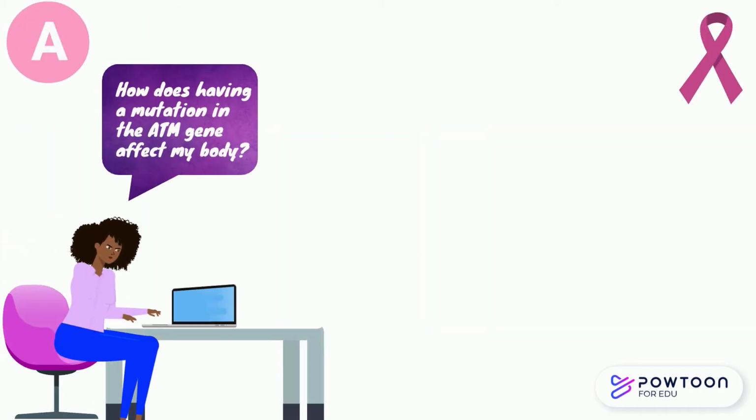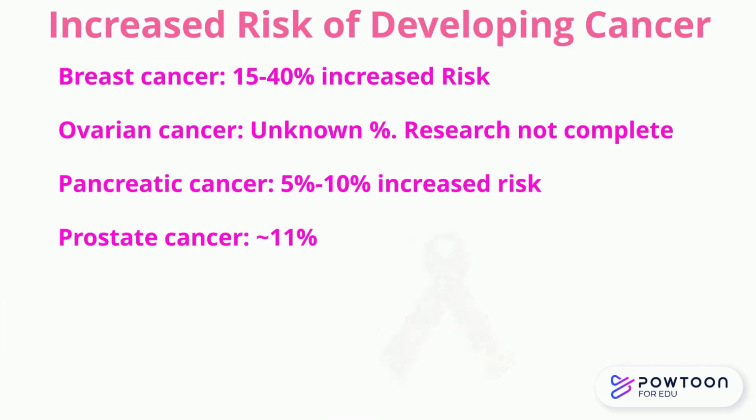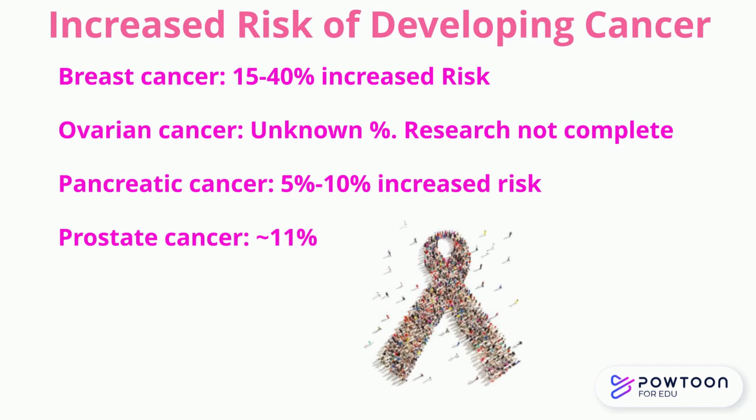Looks like Michelle is also wondering how the ATM gene mutation affects the body. Well, toxic chemicals and radiation can cause DNA damage. When the ATM gene is not working normally, the body is more sensitive to these chemicals and radiation, causing an increased risk of developing tumors and cancer.